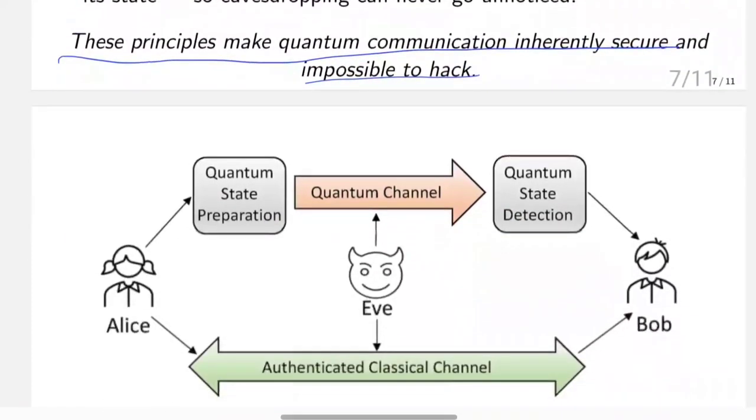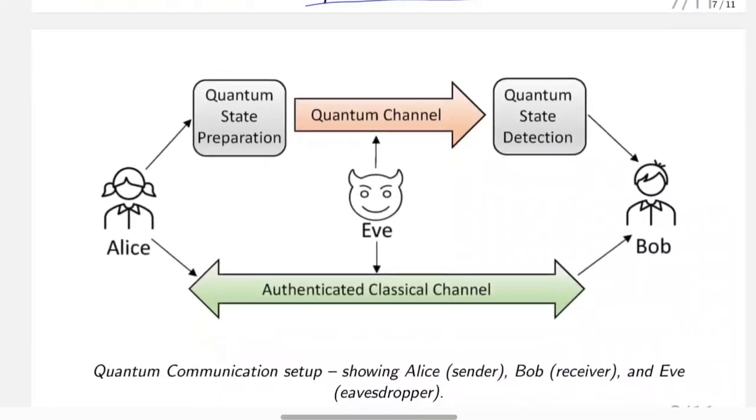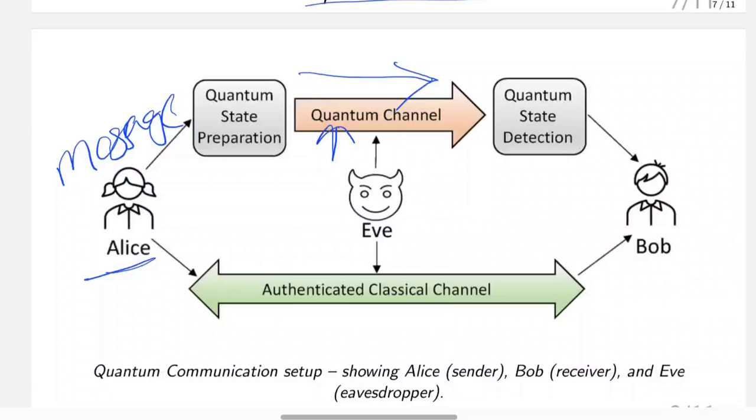Now I have explained this in a diagram. If you look here, Alice prepares quantum states, that is nothing but a message she wants to send to Bob, and she will be using photons to carry the message. This message will travel through the quantum channel. This is the quantum channel, which is nothing but optical fiber or anything it may be.